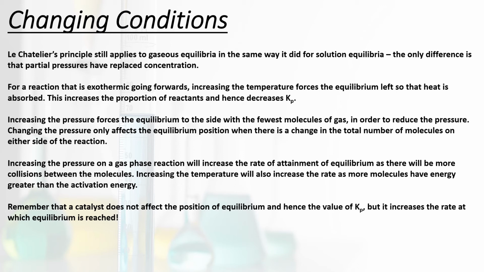And remember that a catalyst does not affect the position of equilibrium and hence the value of Kp, but it increases the rate at which equilibrium is reached, because it affects the rate of both the forward and the backward reactions equally. And so overall there's no net change to the position of the equilibrium, but the attainment of equilibrium is quicker because our activation energies have been reduced.